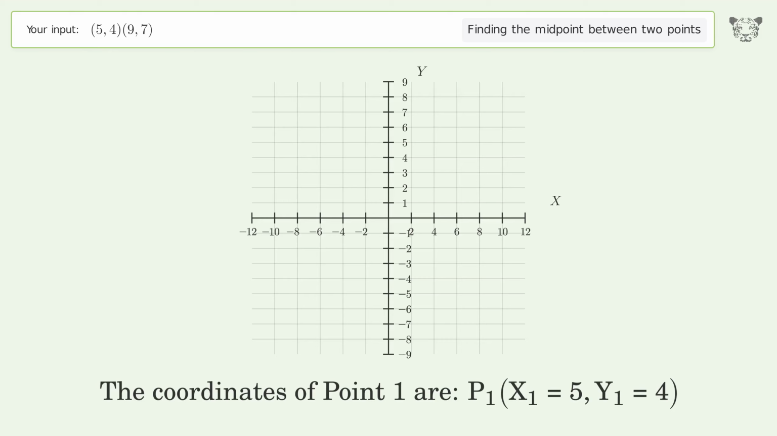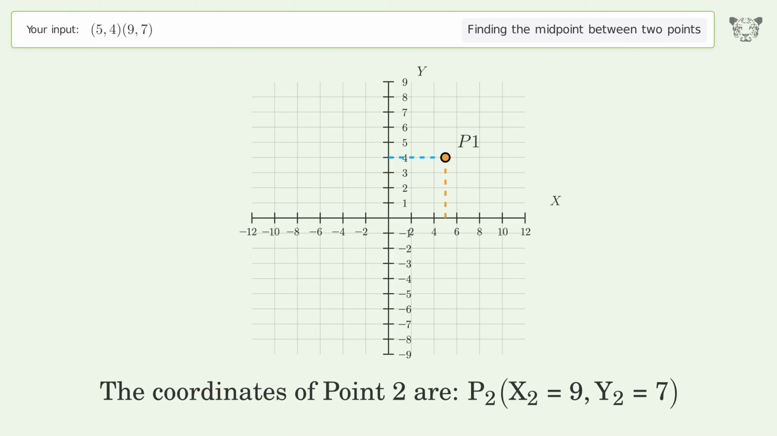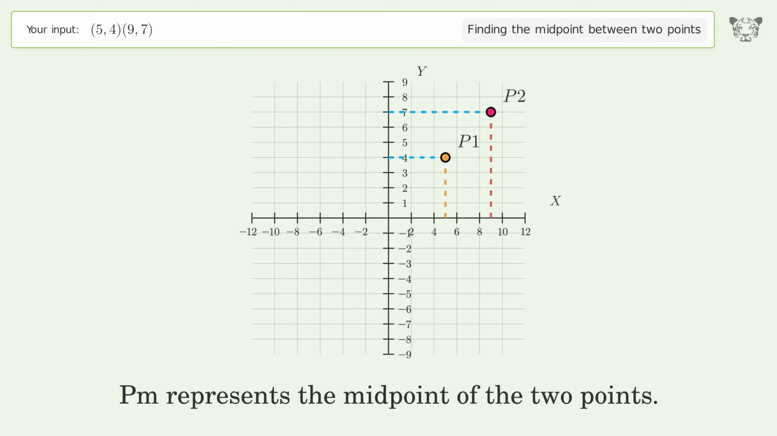The coordinates of point 1 are, x1 equals 5, y1 equals 4. The coordinates of point 2 are, x2 equals 9, y2 equals 7. PM represents the midpoint of the 2 points.